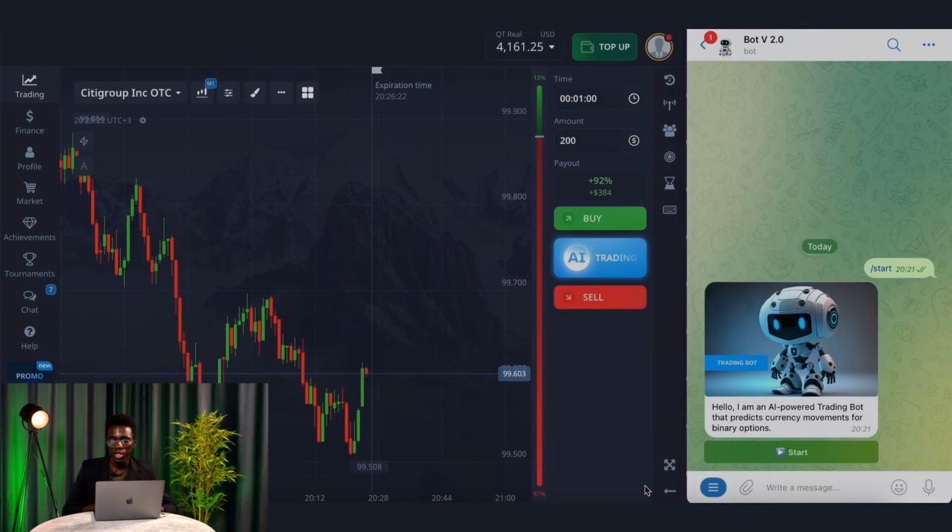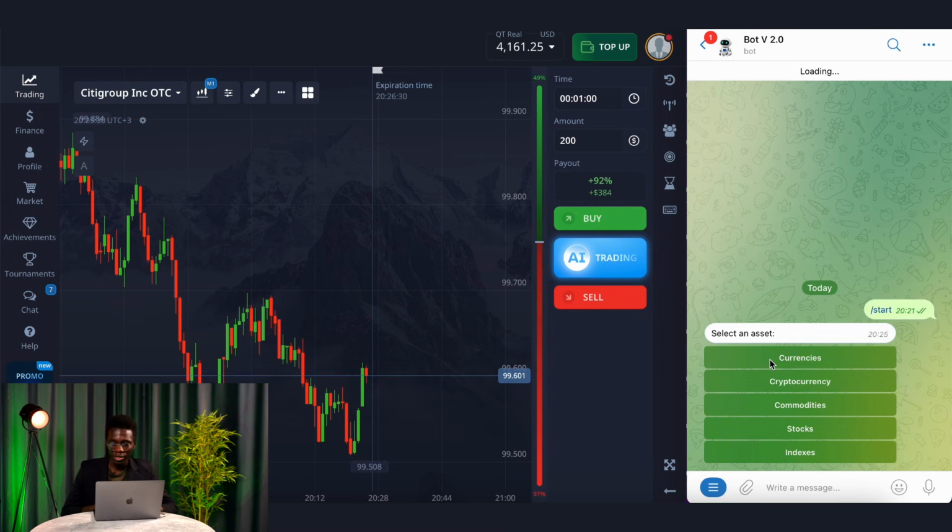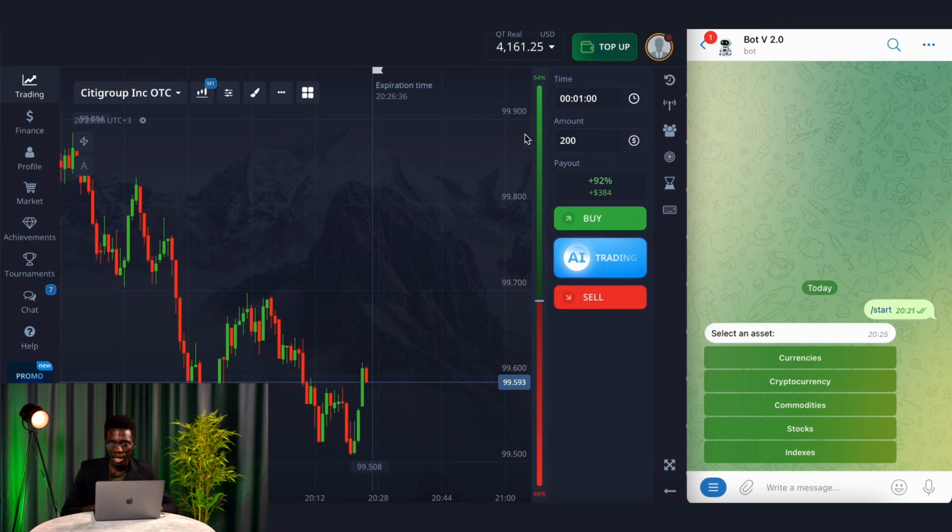Alright, so for the first trade today, like you can see, we're gonna be using our AI powered trading bot. I am AI powered trading bot that predicts the currency movements for binary options. So we're gonna hit that. For the first trade, we're gonna go ahead and hit the market with Citigroup Inc. OTC. That's a stock market. For each trade, I'll be risking $200, ladies and gentlemen. And for my trading time, I'll be taking this trade on 30 seconds. Let's go ahead and hit the trade.